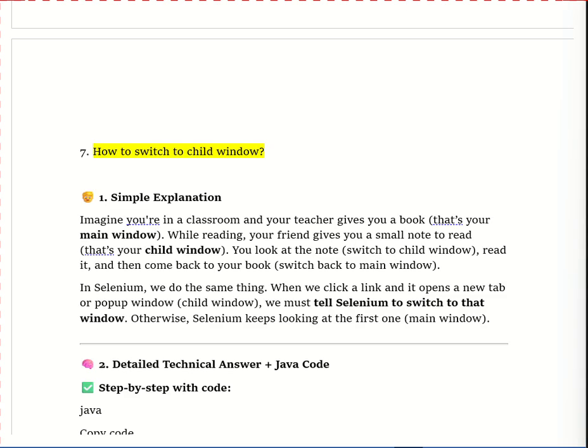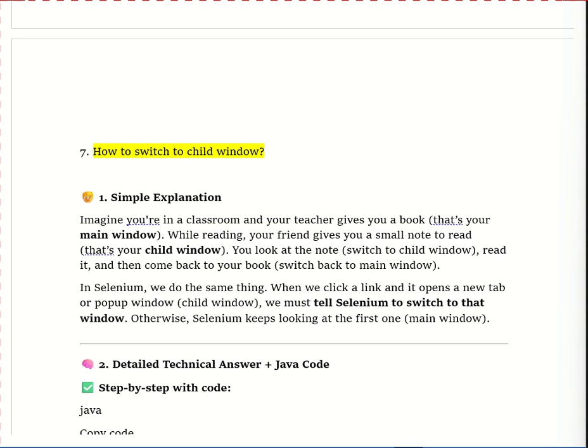So guys, this is a very popular Selenium interview question, especially for 2 to 5 years of experience. First, imagine we are in the classroom and the teacher gives us a book. That's our main window. While reading, our friend gives us a small note to read. That's the child window.